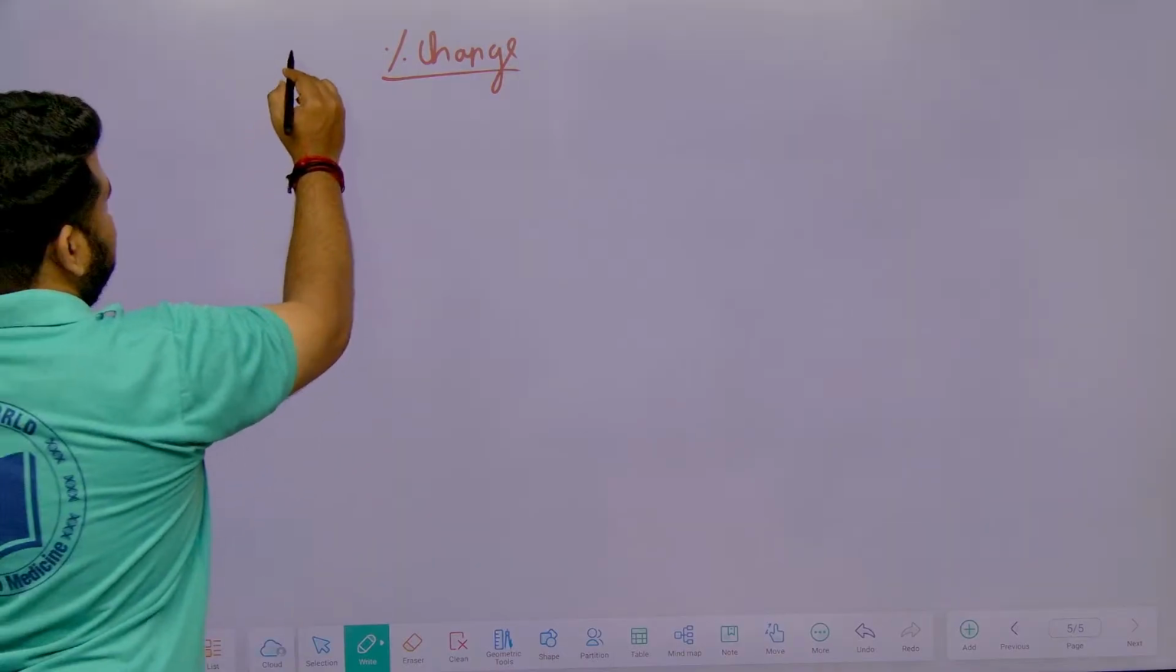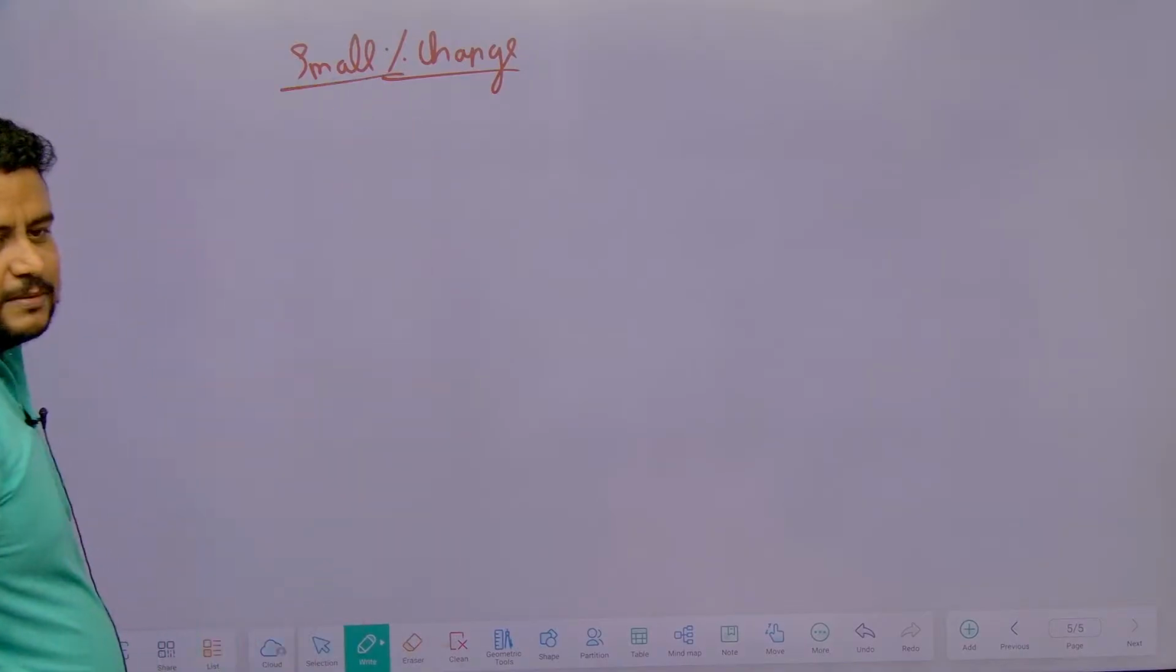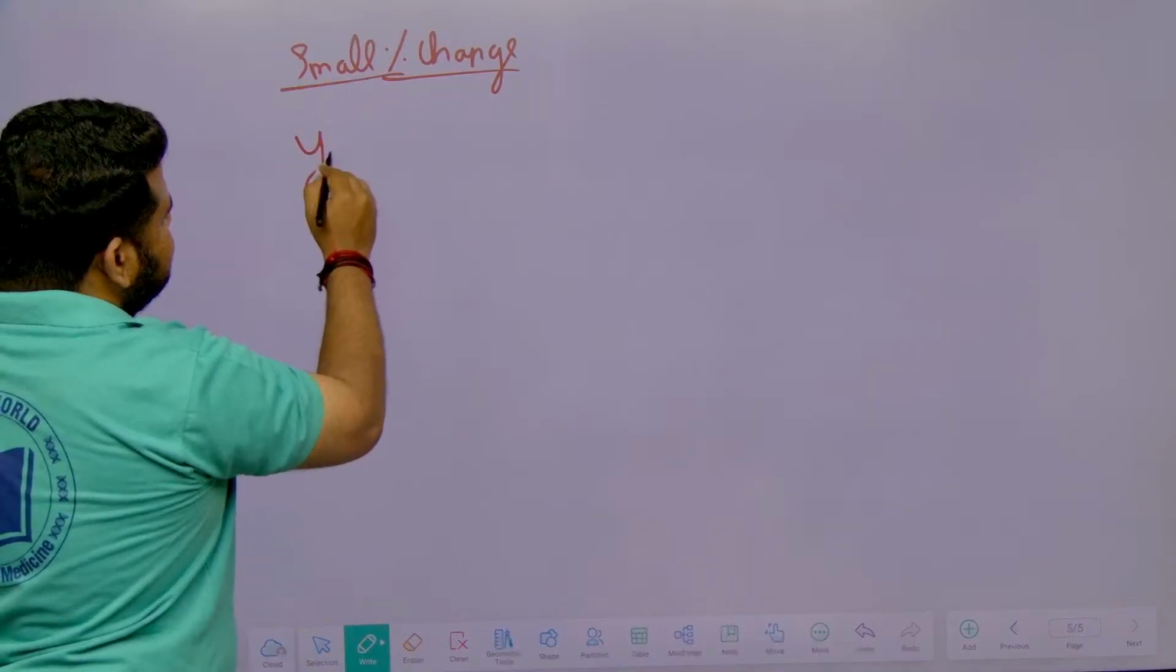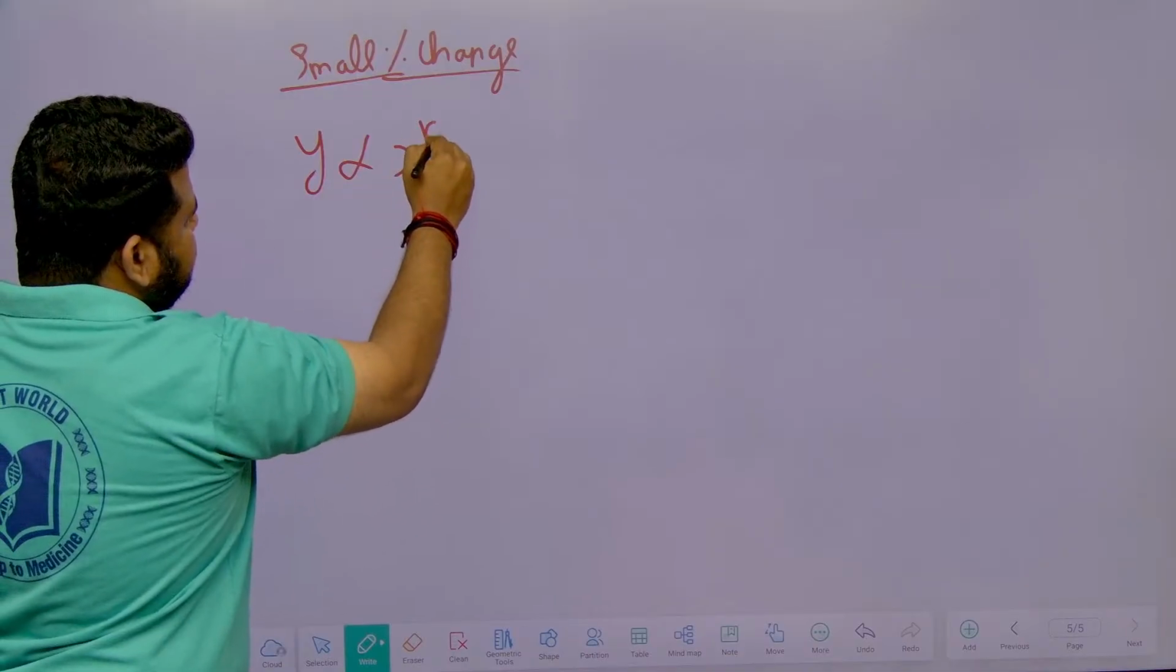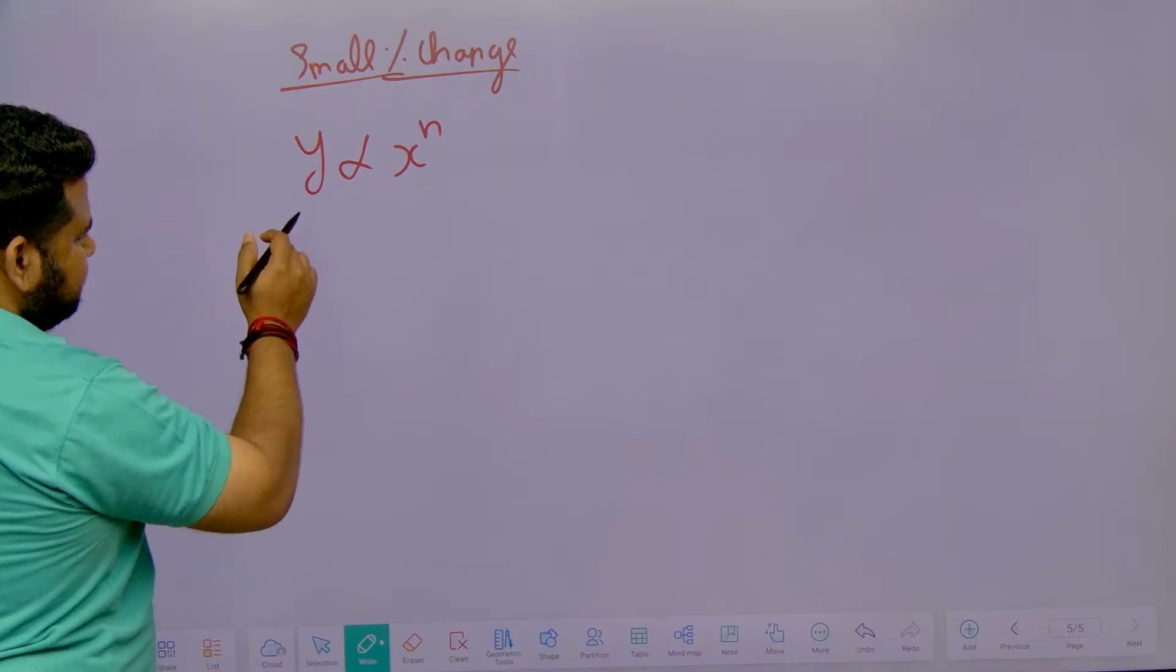Small percentage change, what happens? Suppose y is a function of x to the power of n, that is y is directly proportional to x to the power of n is given. So then how can you write it? You would have done it in errors and approximation also.